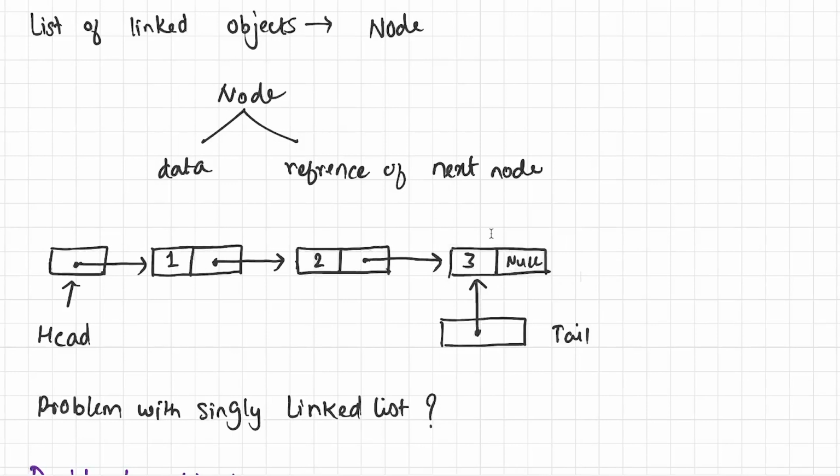So here this node also contains two things. One is 3 and the other one is null. Why null? Because there is no node next to it. That is why the value of this data is equal to null.